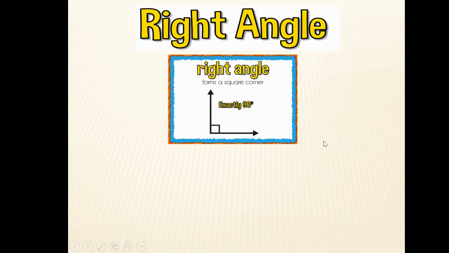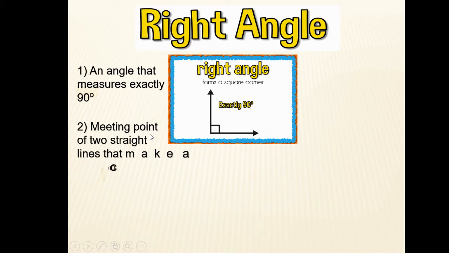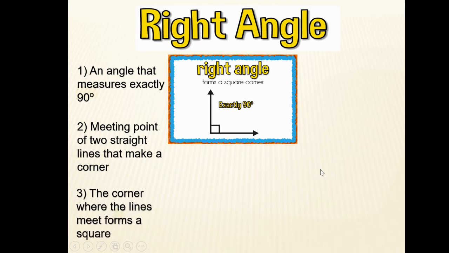So our next angle is going to be, of course, the right angle. And with the right angle, you have to make sure that the right angle is going to form a square corner. Now, it doesn't matter if the corner is in the upper left or upper right or lower left or lower right, as long as it forms that square corner, and the right angle has to measure exactly 90 degrees. Also, it's a meeting point of two straight lines that make that corner. And one more thing, it's going to be the corner where those lines meet. That corner has to be the one that forms the square.